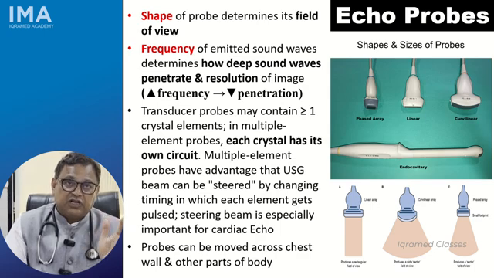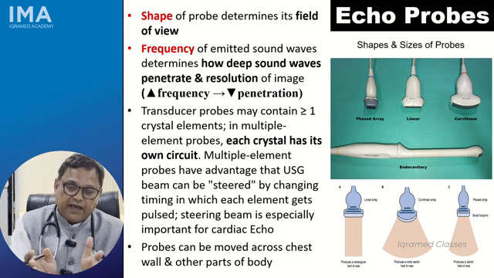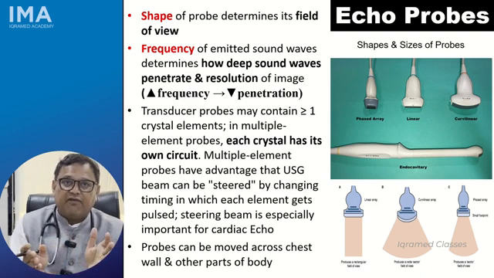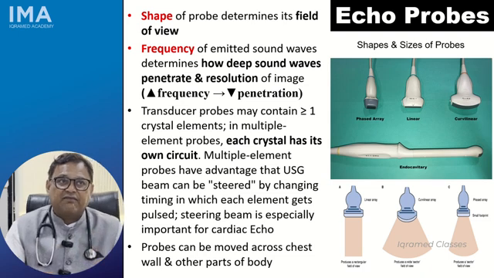So now, what are the things that determine? So number one is the shape of the probe. So depending on the shape of the probe, you can access some part. If you want to access only a narrow part, then you can have a probe which is a very narrow probe. But if you have a wider probe, then you will access a wider part.